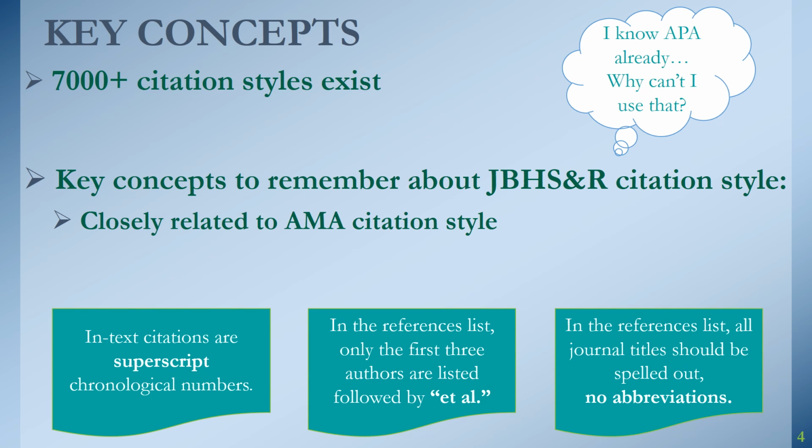Before we start, I'd like to bring your attention to a few key components of the JBHS&R referencing style that you should keep in mind when writing. First, in-text references appear as chronological superscript numbers. Second, in the references list, only the first 3 authors should be listed, followed by et al. And third, the entire journal name should be spelled out completely, no abbreviations. And we'll circle back to these key concepts at the end when we talk about the most commonly made mistakes in the JBHS&R citation style. You can also see here that while the JBHS&R citation style is closely related to the AMA citation style, there are some key differences.